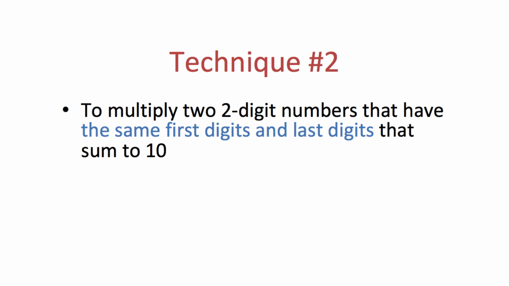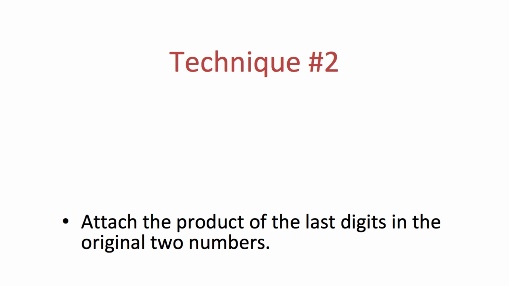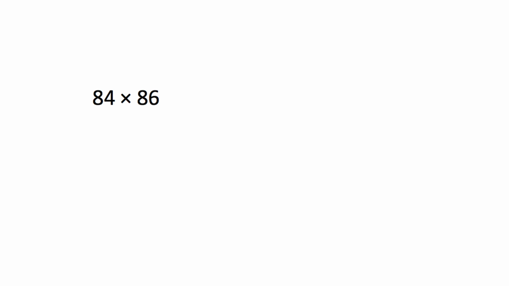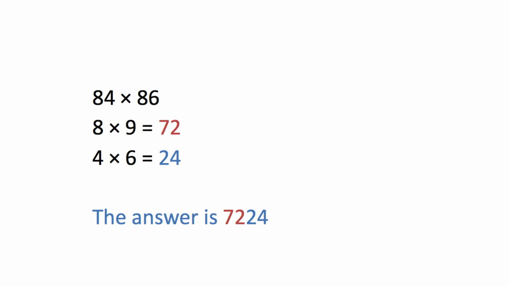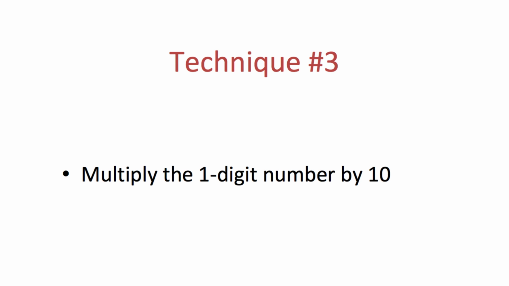Technique number 2. To multiply 2-digit numbers that have the same first digits and last digits that sum to 10, multiply the first digit by the next higher digit, then attach the product of the last digits in the original 2 numbers. For example, 84 times 86. Take 8 times 9 equals 72, and 4 times 6 equals 24. Answer, 7,224.